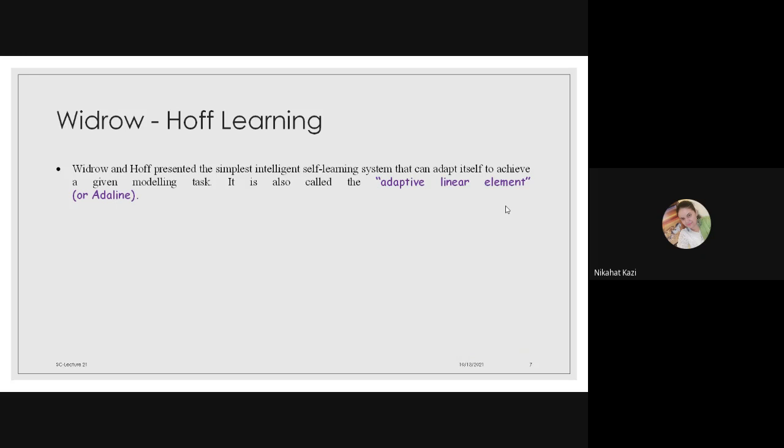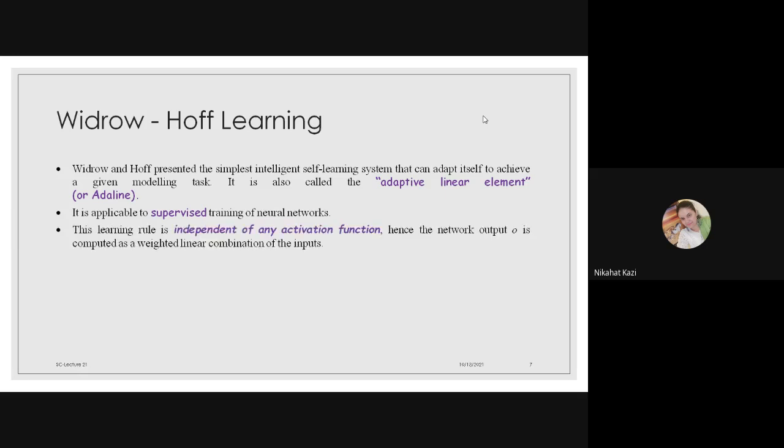This particular learning rule was used in a network called Adaline, or adaptive linear element, the long form of it. It was tested on this kind of a network. So it used all the neurons which were used here. These were using this Widrow learning rule. It is applicable to supervised training because you require d here. So d is used here as well. And it is independent of any activation function. How is it independent? Because we do not use any activation function. So the output of the network is basically the weighted linear combination of inputs.